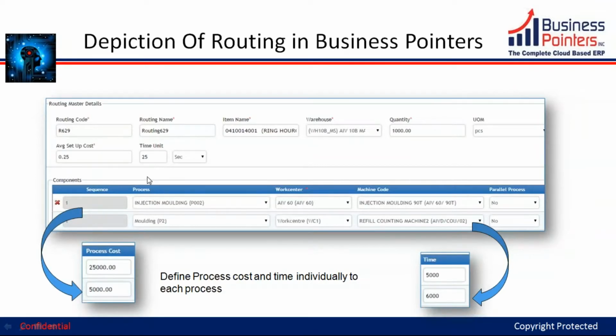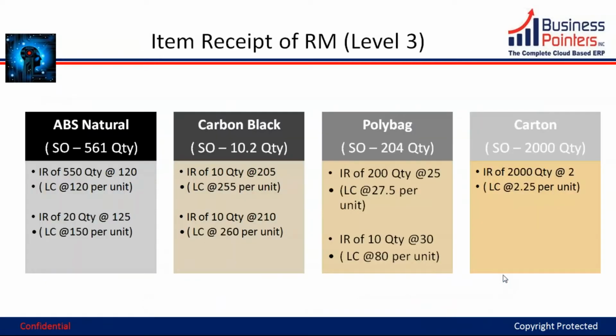This is a depiction of routing in Business Pointer. This is our routing master, which lets us know the process cost for making 1000 quantity of the product ring hourglass, the semi-finished product. If you see over here, we have defined two processes on two machines, and the process cost required is 25,000 into 5,000 plus 5,000 into 6,000. So we are multiplying the process cost with time and adding that to calculate the processing cost.